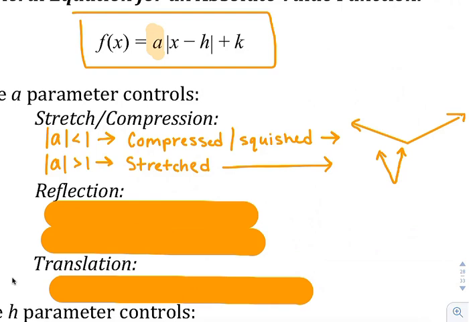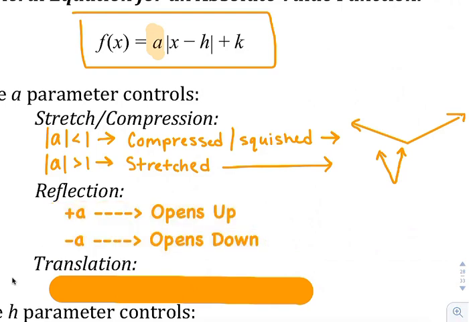So reflection means reflection over the x-axis. If you have a positive a value, that's why we said we didn't care if it was positive or negative with the stretching and compressing. But if you have a positive a value, it's going to open your parabola or your absolute value up.